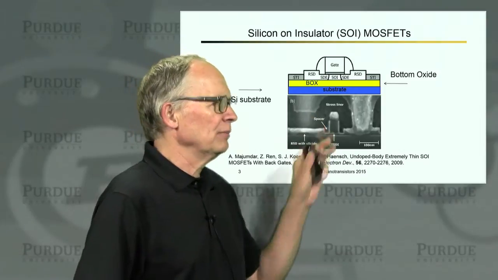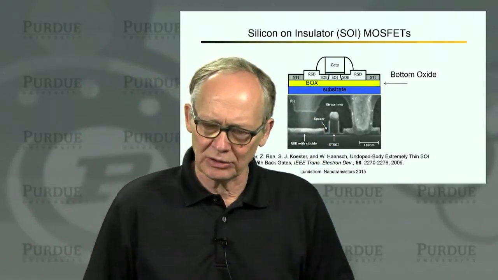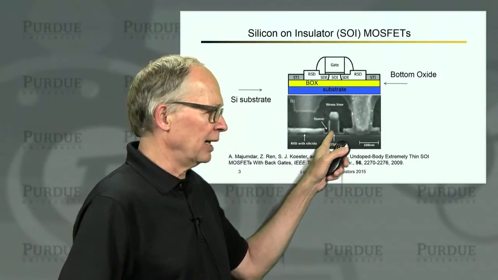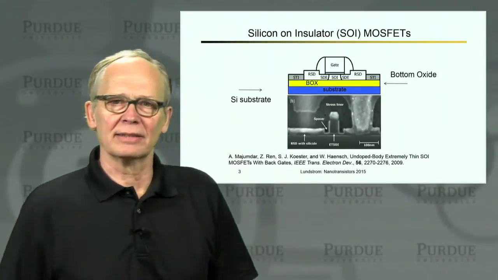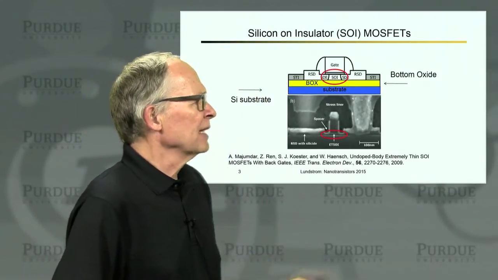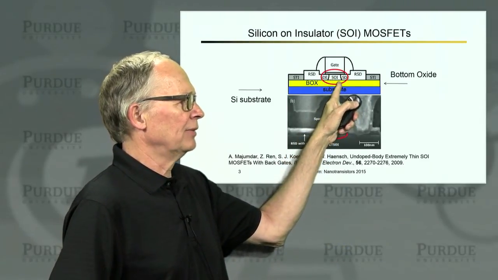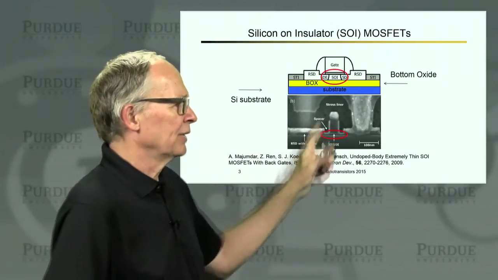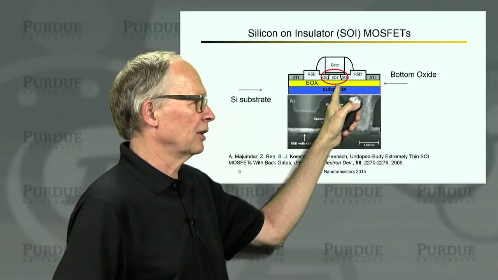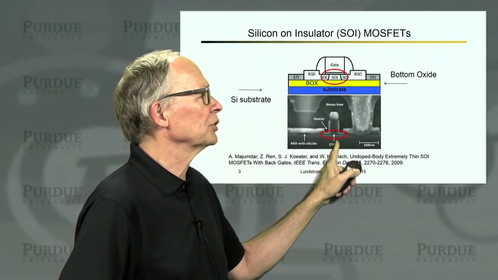This is an extremely thin SOI MOSFET. This is work that was done at IBM Research recently. You can see a transmission electron micrograph at the bottom, and you can see a cartoon at the top that shows us what we're looking at. So this is a MOSFET. If you look carefully, you can see a thin silicon layer that is on top of a bottom oxide. That bottom oxide, you can see here in the cartoon, or you can see down here in the structure.